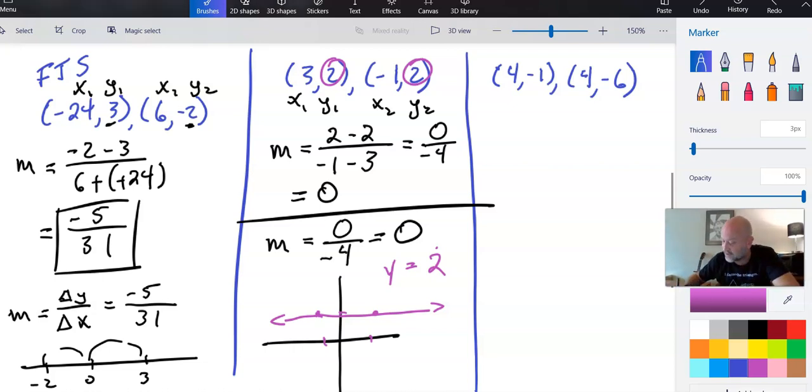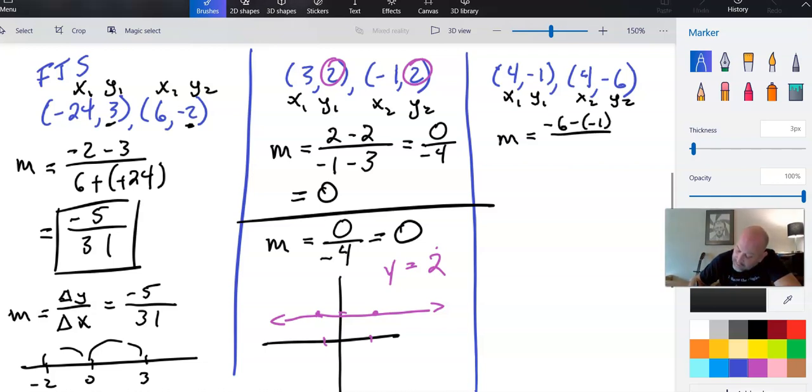Okay, so now let's look at the third one here. I feel like I'm running out of room. Okay, so again, x1, y1, x2, y2. And let's see what we got here. So the change in y, I'll get -6 minus -1. And then 4 minus 4 is my change in x. And let's see, that's going to turn positive. So that means my change in y is -5. And my change in x is 0.